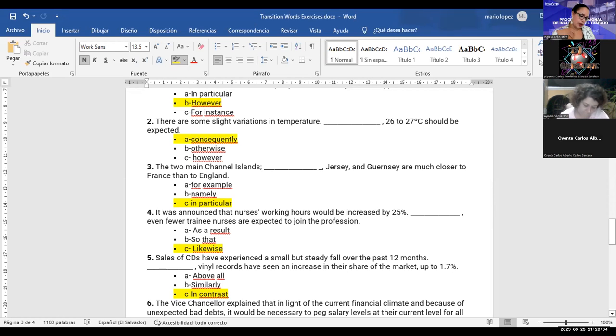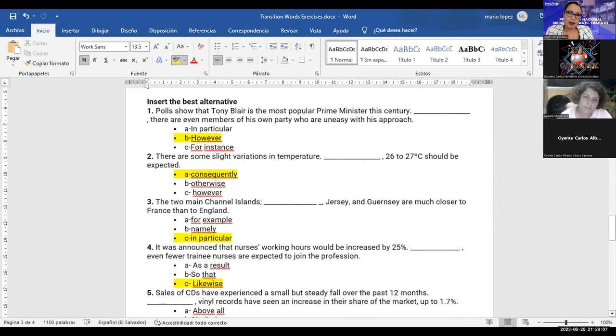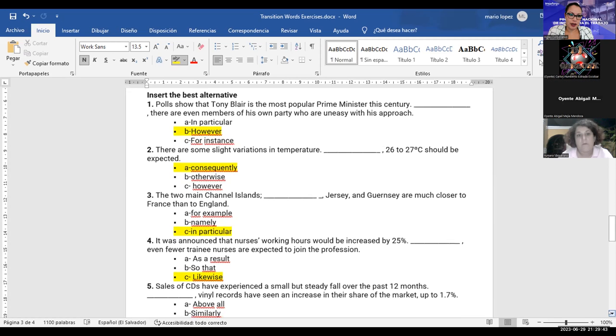So in number one, we said it was however. That's correct. Number two, there are some slight variations in temperature. Consequently, 26 to 27 Celsius should be expected. That is correct. Number two, consequently. Number three, the two main Channel Islands, Jersey and Guernsey, are much closer to France than England.